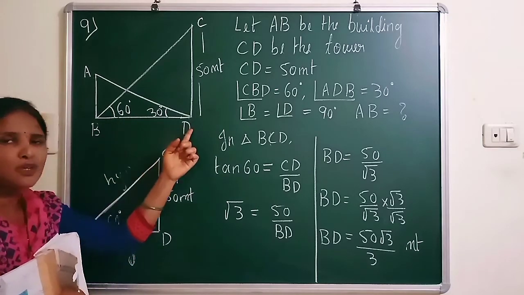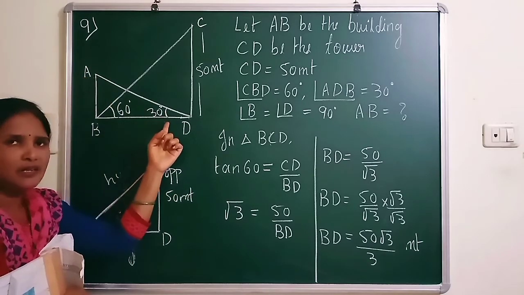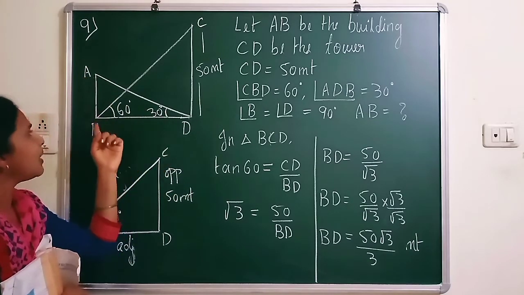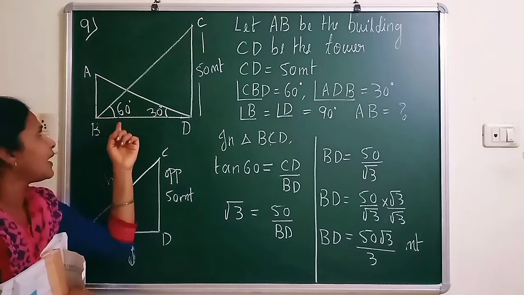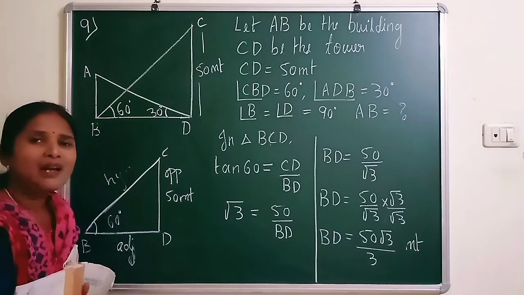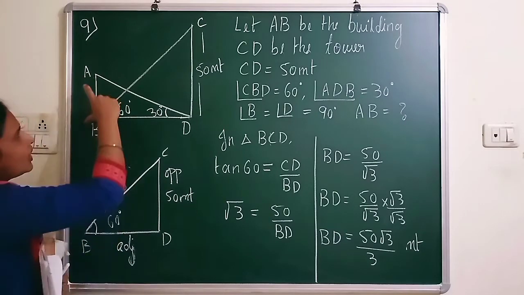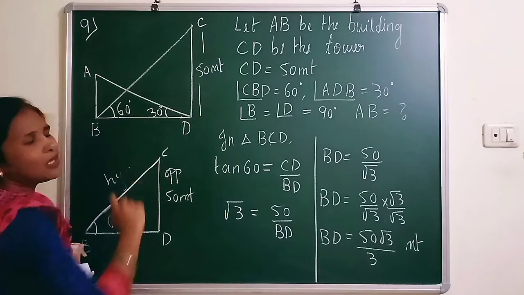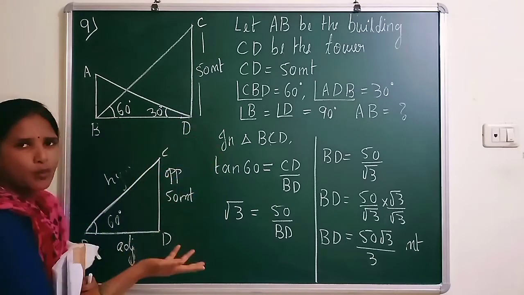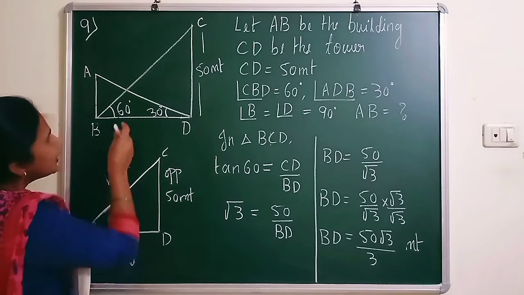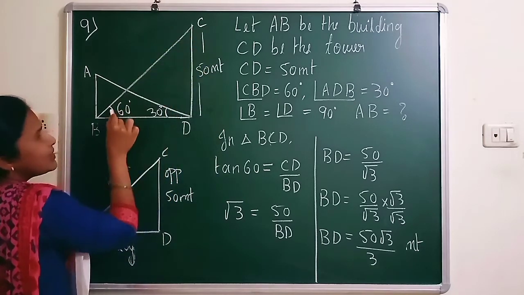So I hope it is clear. There are two angles of elevation here. One is from the foot of the tower, you are observing the top of the building, angle is 30 degree. And another is from the foot of the building, you are observing the top of the tower and angle is 60 degree. So you may ask me, I have drawn here the smaller height and here I have drawn the longer one.